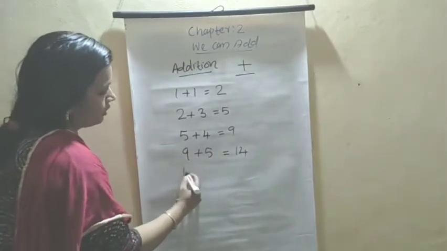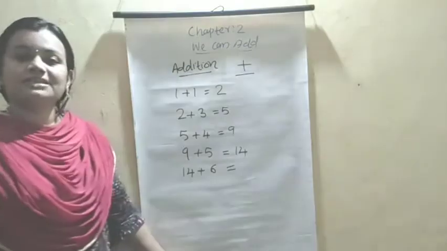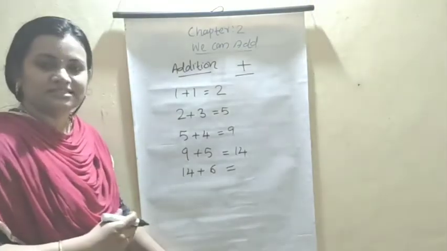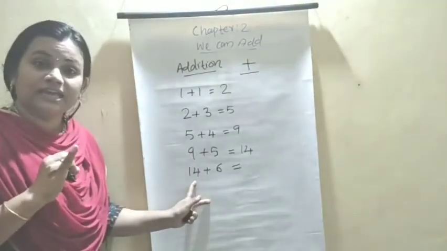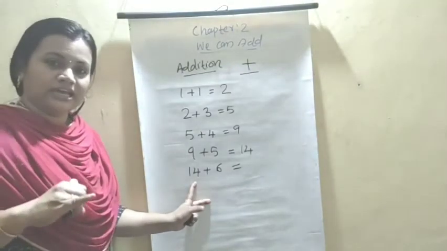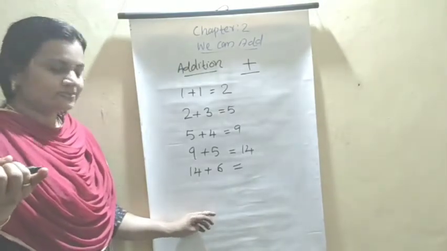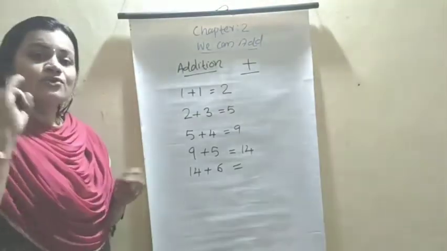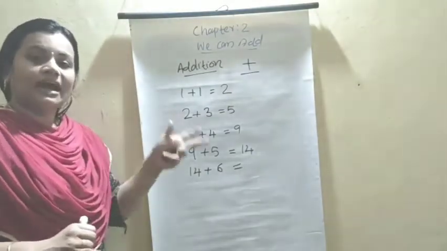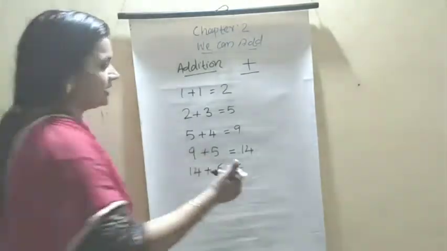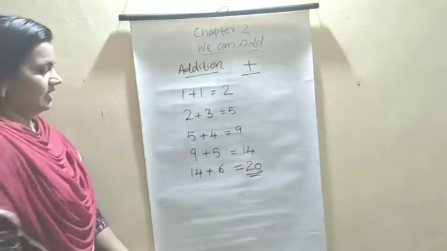Again we are writing 14 plus 6. How do we do 14 plus 6? Take your 6 fingers and count after 14: 15, 16, 17, 18, 19, 20. We got 20.